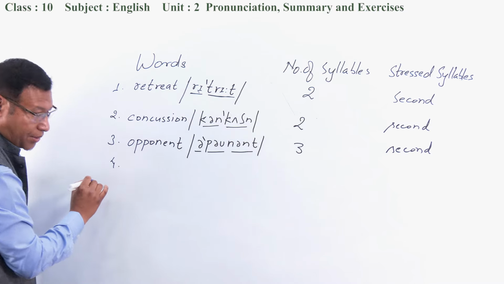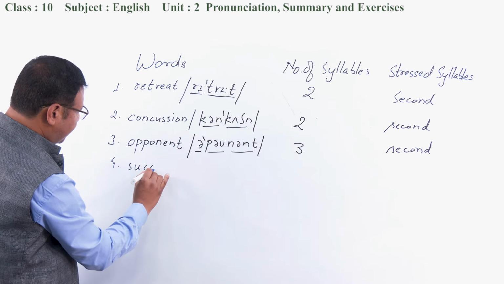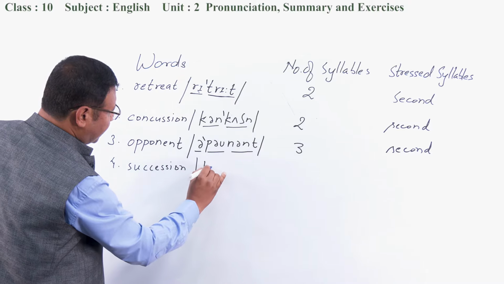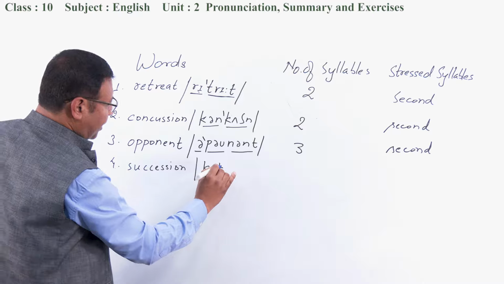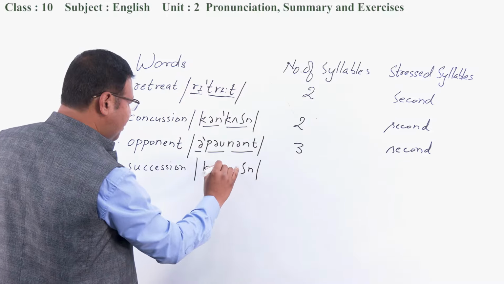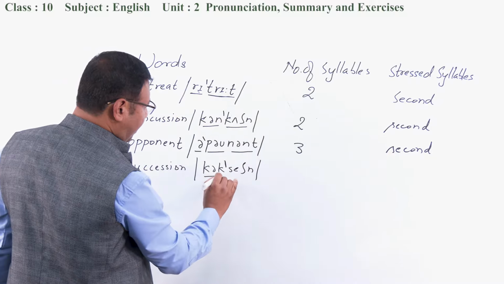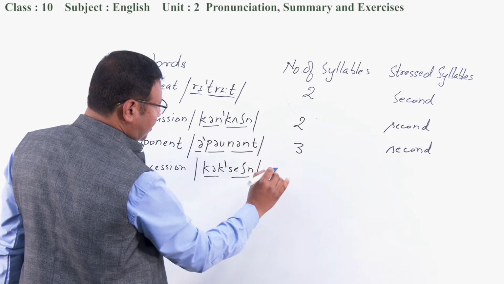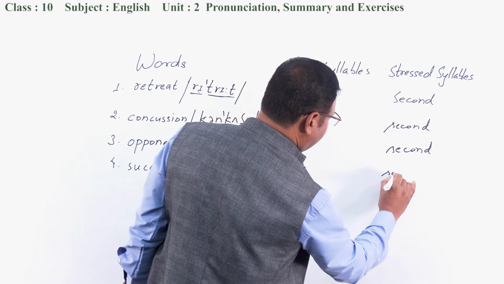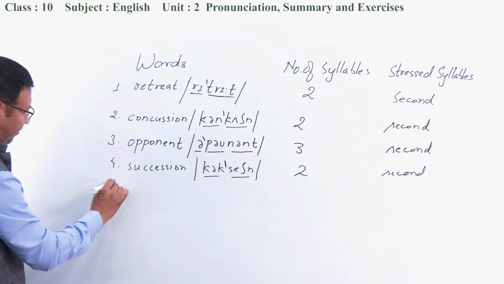So number four is succession, S-U-C-C-E-S-S-I-O-N. So we call it suck, okay, then say son. Here also succession, stress lies on the second syllable. Suck, okay, then sation. In this way, it has two syllables and stress lies on the second. Succession.